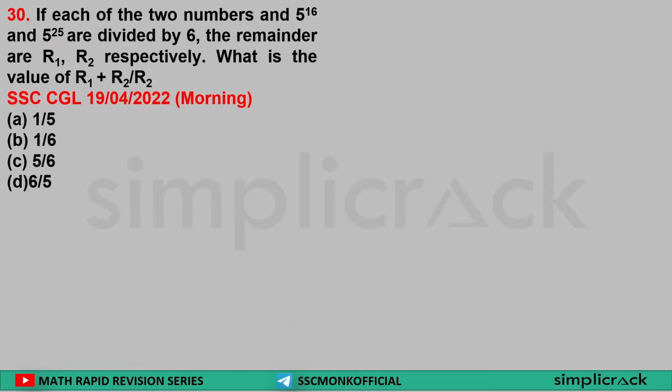Okay? Next. If each of the two numbers 5 to the power 16 and 5 to the power 25 are divided by 6, the remainders are R1 and R2 respectively. What is the value of (R1 plus R2) divided by R2? So this whole thing is written like this: remainder 1 plus remainder 2 divided by remainder 2. Clear? Now, it is saying 5 to the power 16 divided by 6, I will get remainder 1. 5 to the power 25 divided by 6, I'll get remainder 2.